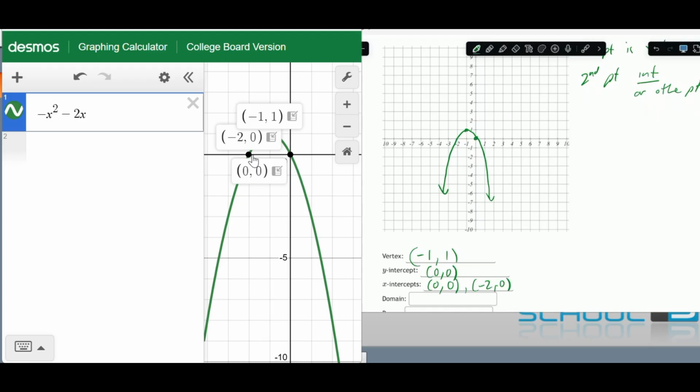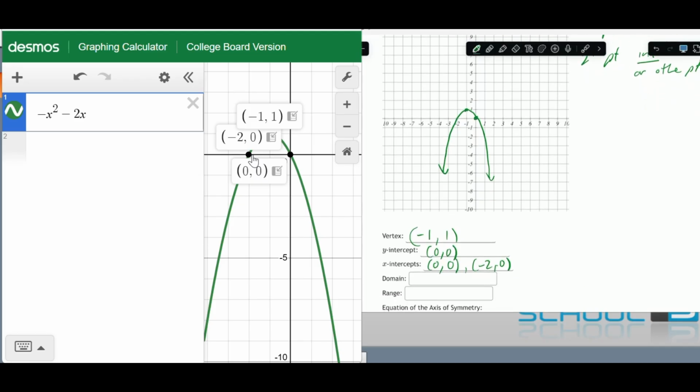It doesn't matter which order I write them in. Just separate them by a comma, no spaces. The domain is something that you just need to be aware of. In a parabola, there is no limiting x, no input that doesn't work. So the domain is all real numbers, which you can express as negative infinity to infinity with parentheses at each end of that interval notation.